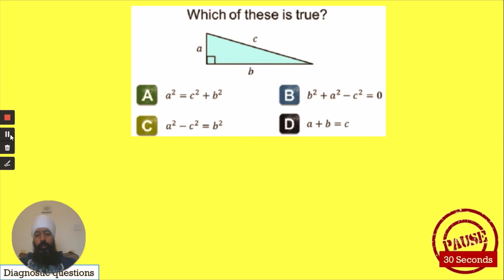Okay, next question. Which of these statements shows the correct relationship between the 3 sides on a right angle triangle? We could call the 3 sides A, B and C, where the longest side is represented by the letter C. So is your answer A, B, C or D? Press pause, give yourselves 30 seconds and we'll go for the answer.